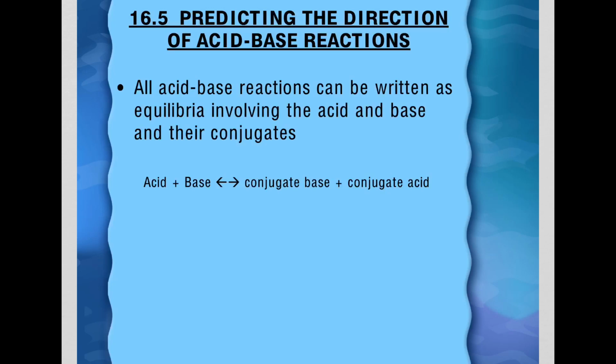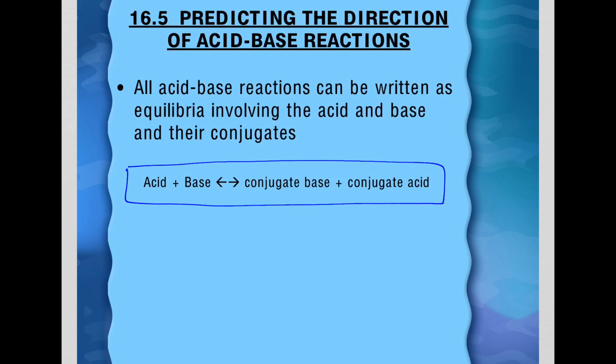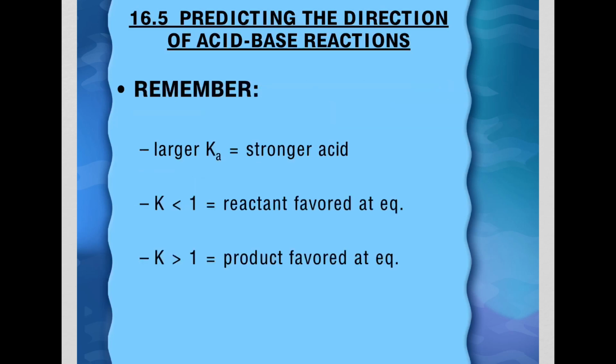So section 16.5 is asking you to think more about predicting the direction of acid-base reactions based on what we know. So we talked about this a little bit in our last chapter, but we're looking at this specifically now in terms of Kas and Kbs. So we know that our acid-base reactions can generally be written like this. If they're weak in some capacity, we'll have this equilibrium occurring, and we end up with a conjugate acid and base on both sides.